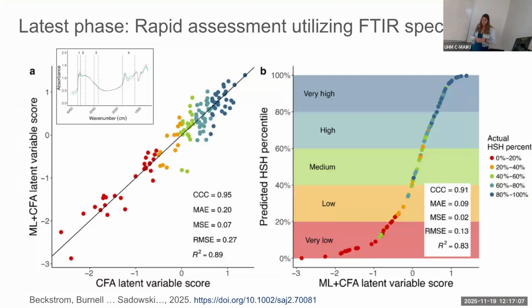Okay, so before I finish the piece on the scoring function, I do want to share some of the latest phase that we have. And so we are using FTIR spectroscopy to try to do more of a rapid assessment. The measurements that I've listed so far, a lot of them are benchtop, a lot of them require wet chemistry methods. It can take up to 8 weeks just to run a set of samples, very labor intensive.